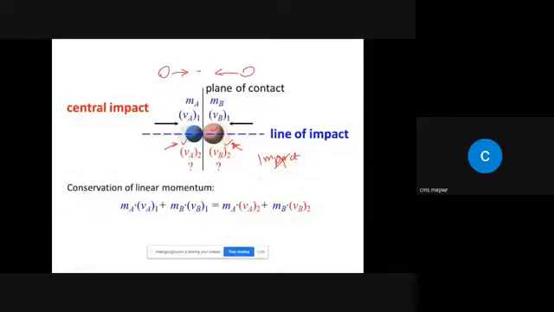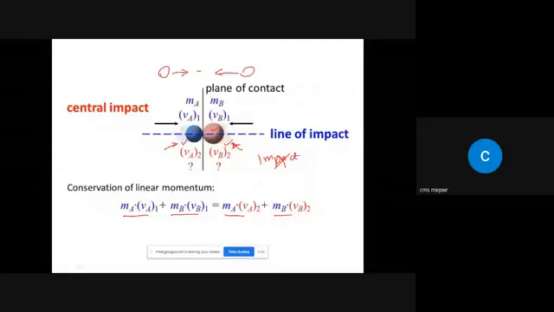And what is the conservation of linear momentum? The total momentum before and after collision will remain conserved. So the momentum of particle A initially plus the momentum of particle B initially should be equal to the summation of momentum of particle B and particle A after the collision.